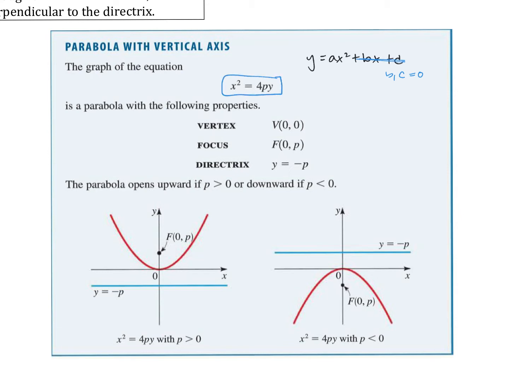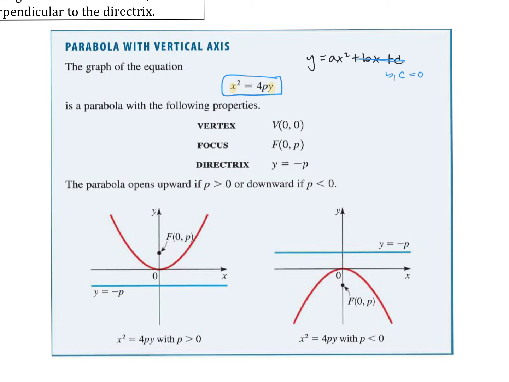We have our x squared value and our y value, but we don't have an x value, or x to the first power value. So if we have this equation where we have x squared equals 4 times some number p times our y variable, one thing to note real quick, p is a number, but y is a variable, so x and y would be our variables. Then we have a parabola with the following properties.